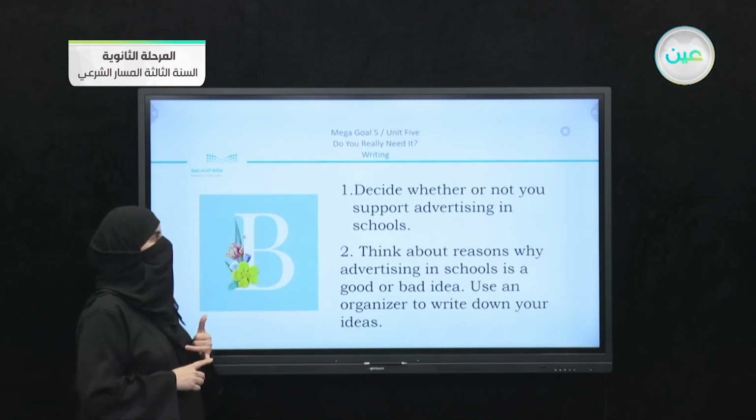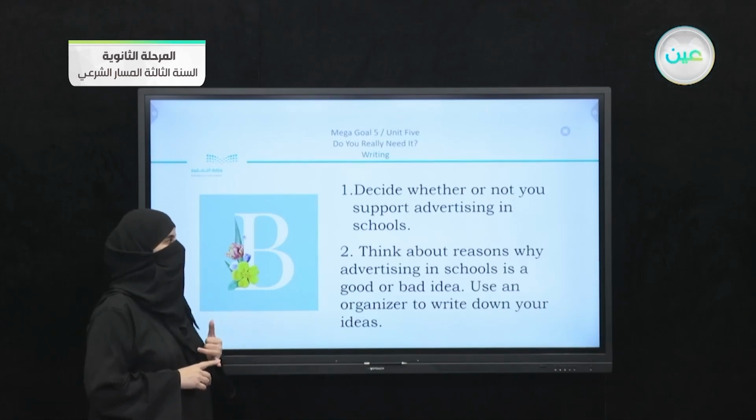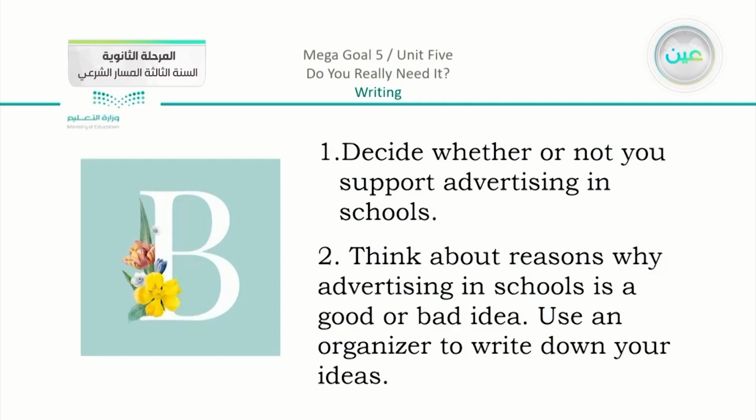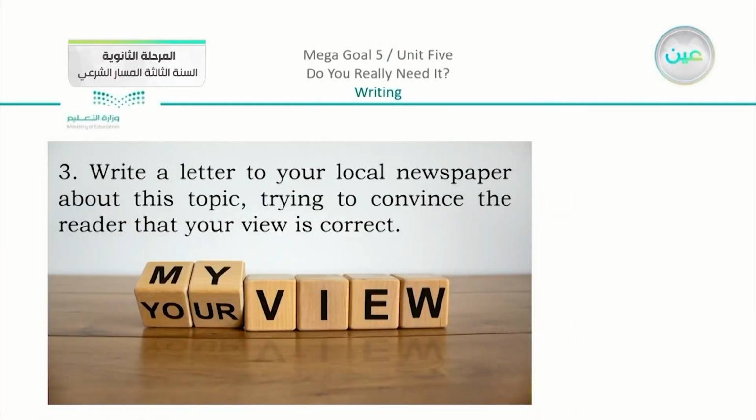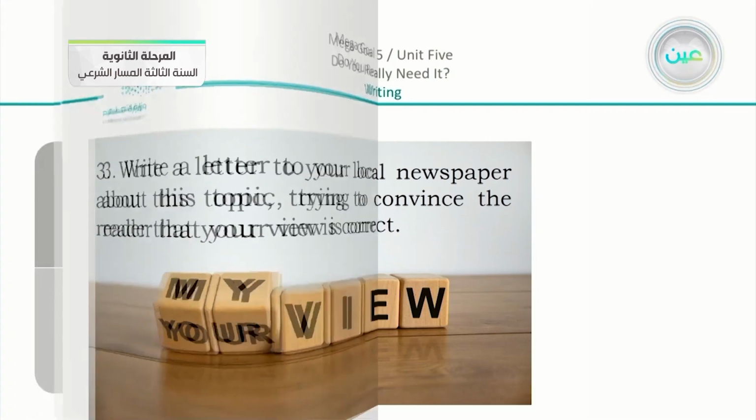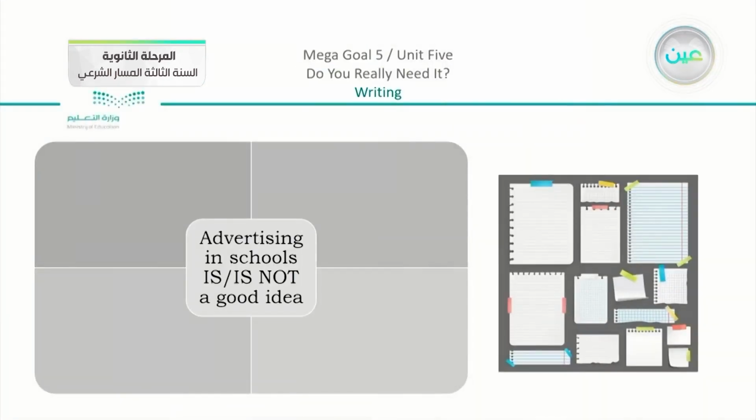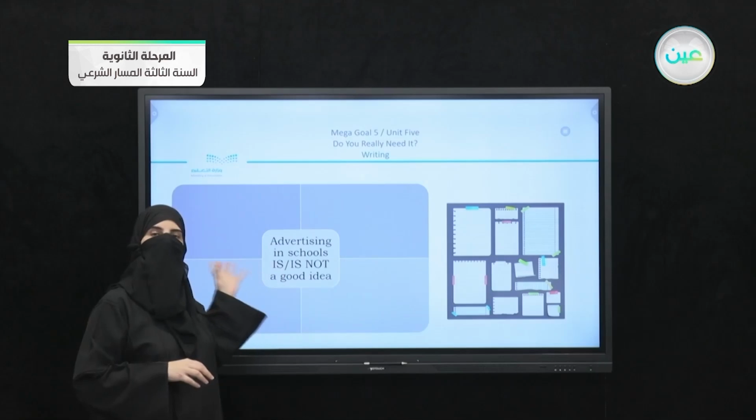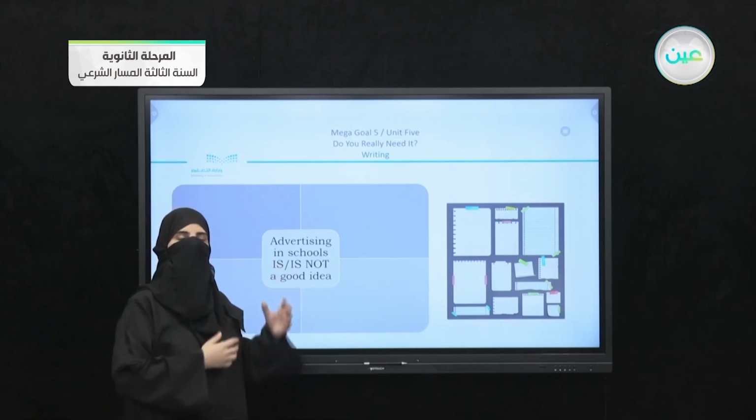Now first, we have here to decide whether or not you support advertising in schools. Think about reasons why advertising in schools is a good or bad idea and use an organizer to write down your ideas. Now, this is what I told you yesterday, and I just gave you an idea that we are going to actually write a letter. Now, this letter is to your local newspaper about the topic, which is advertisements at schools. So we have here also this graph, if you remember. Now, we said that you can use some kind of notes. And we can use different types of graphs. Now, this is just an example of one.